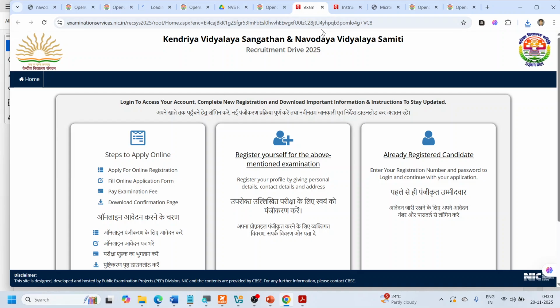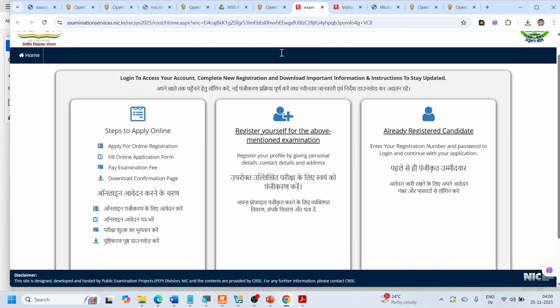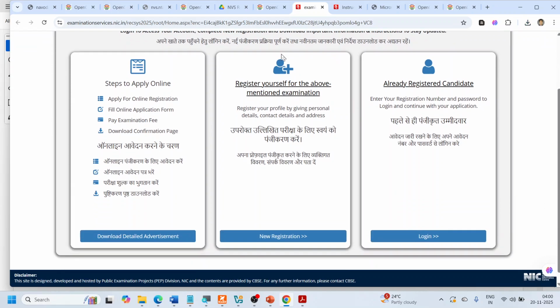I have already gone to the recruitment drive over here. You will come to this point, the application form, directly filling the application form. You have three stages over here. First is to apply for online registration. First do the online registration, then go for the application form, and then finally pay the fees and download the confirmation. Now you get the detailed advertisement here, so you can click on this and download the full online form over here.